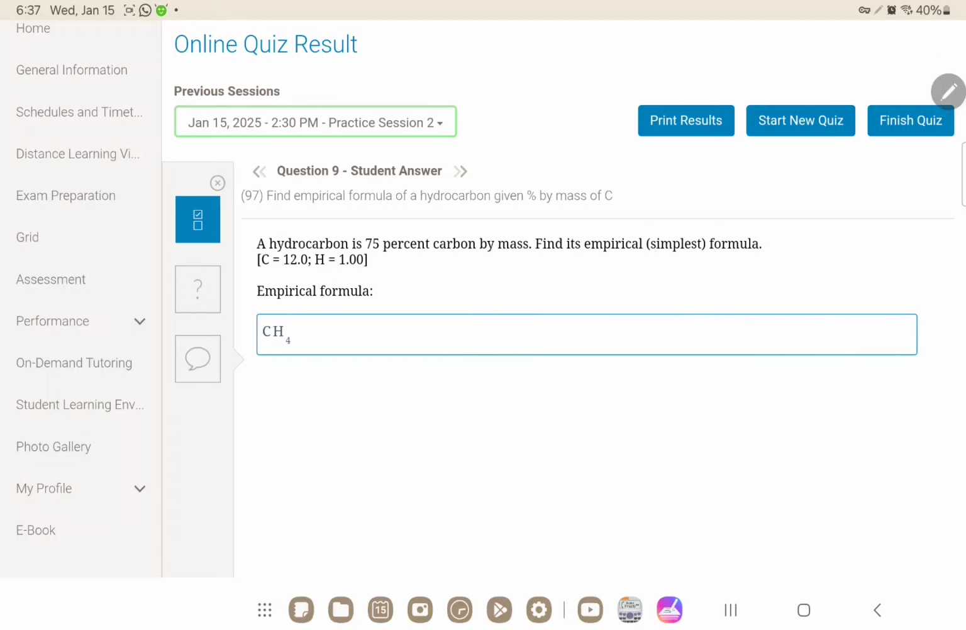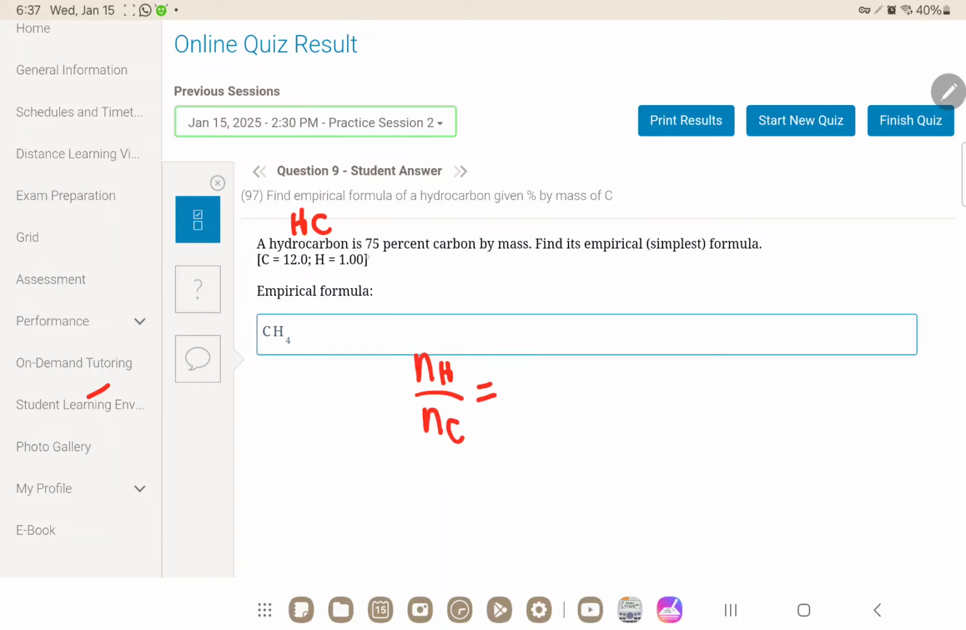So here you have a hydrocarbon that is 75% carbon by mass. Find its empirical formula. Now listen, I'm gonna give you an easy way to use in the exam, but this way can only be used if you have two elements inside your compound. And here you have a hydrocarbon, which is H and C. Only two elements. So you do moles of H over moles of C, and then you find the ratios.